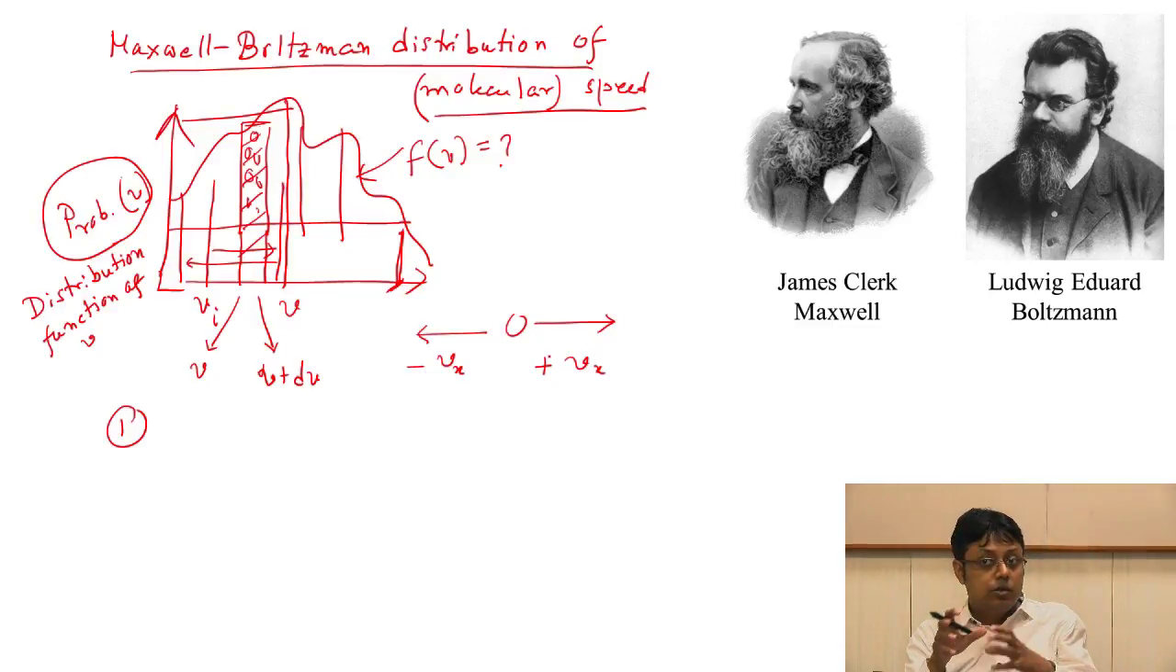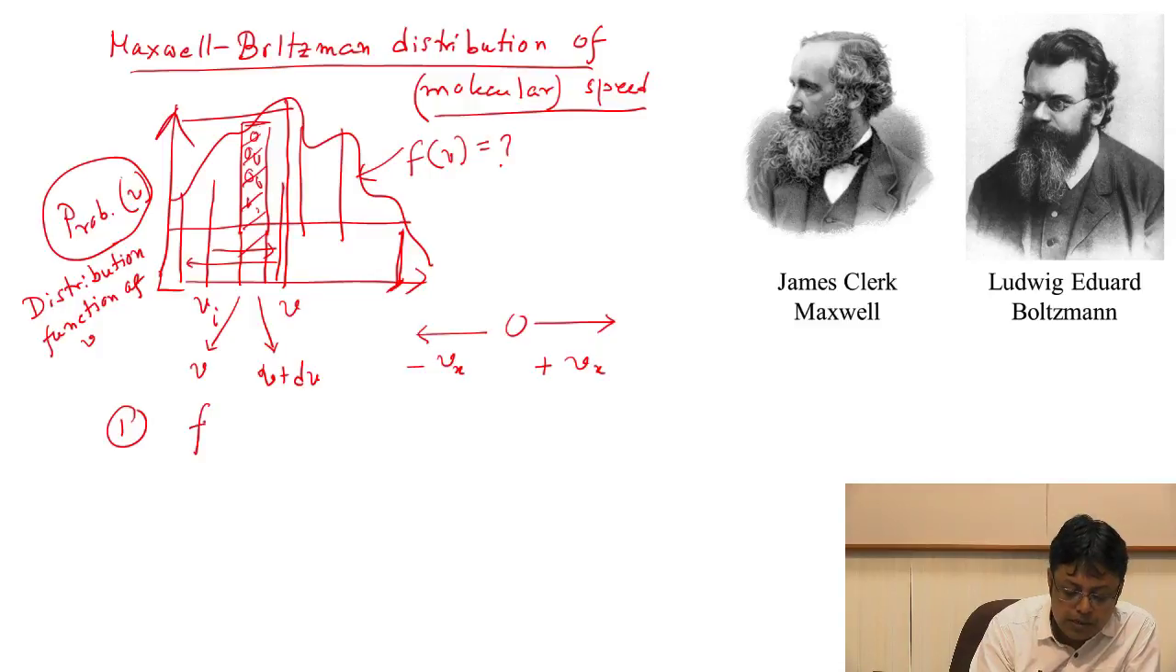So that is useful when we are considering flow of molecules. But here we are not considering any flow. Here we are considering the molecules are all kept in a container, and there is no net and there is no biased flow in one particular direction. So this function f of v, whatever function it is, will be independent of the direction.